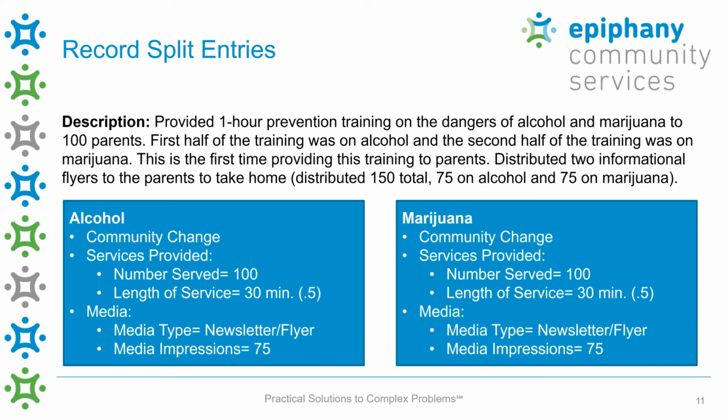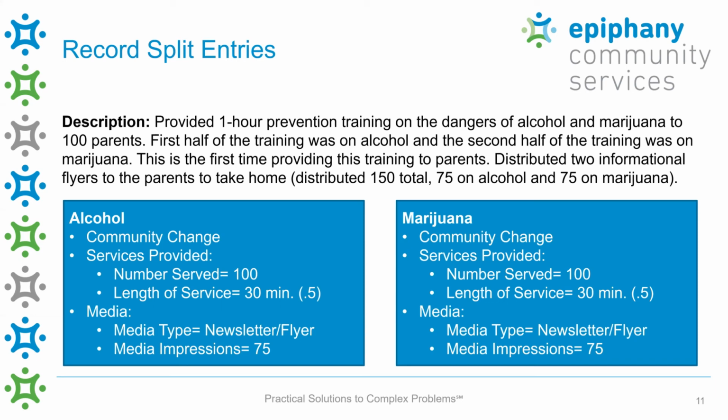What gets cut in half here is going to be your actual length of service that you provided. Since the first 30 minutes was on alcohol, we want to put in 30 minutes for a length of service, or 0.5. For our media as well, same thing. We're splitting it, so we're going to put it under media type of newsletter flyer, in our media impressions as 75. Same thing if they go out digitally or through an email campaign or whatever, your impressions would be the number that you sent.